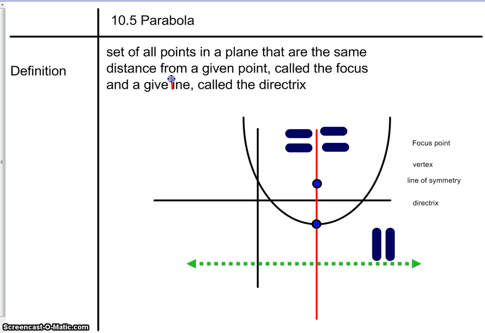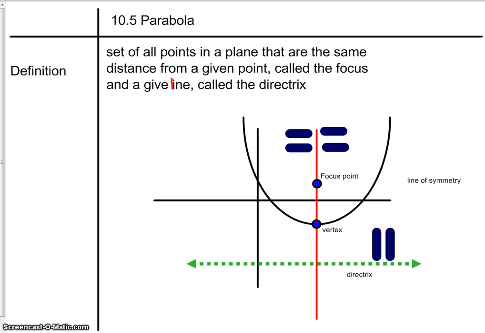So here's my focus point right here. And this line down here, the green one, that's what we're going to call the directrix. So if I picked any point on here and looked at the distance from the point on my parabola to the focus and compared it to that distance, which again would be the perpendicular distance from a point to a line, to the directrix, those two would be the same. And I could do that for any one of my points. Okay, so we have your focus point.